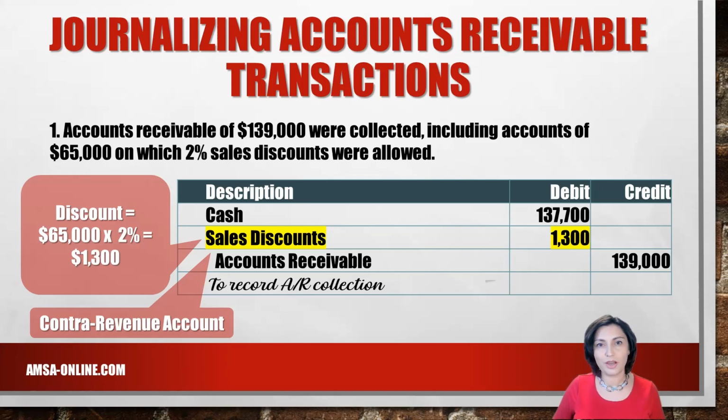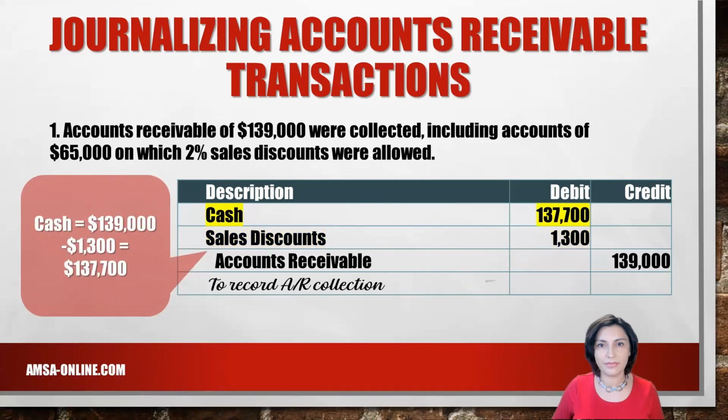The sales discount account is a contra-revenue account and is increased by debit and decreased by credit. Thus, the sales discount account is debited by $1,300. The last step is to record cash. Since the sales discount of $1,300 was taken, the amount of cash collected is $137,700, which is $139,000 minus $1,300. Let's look at the second transaction.